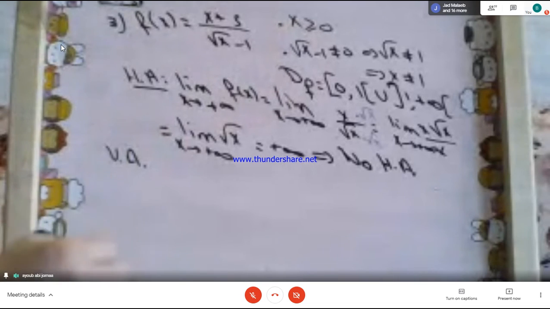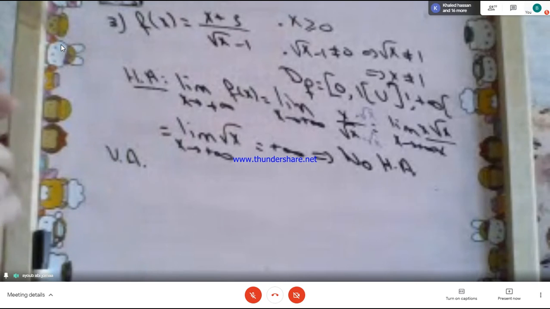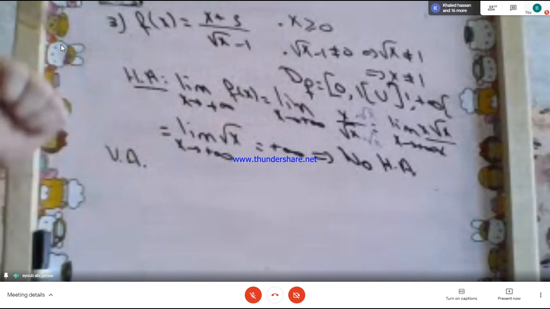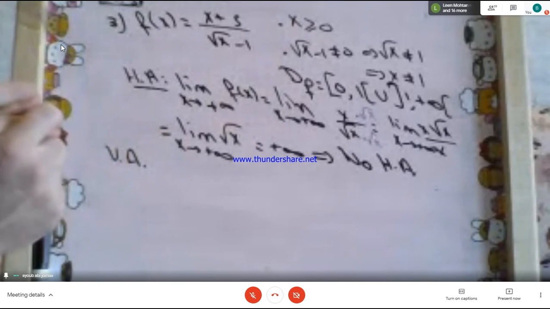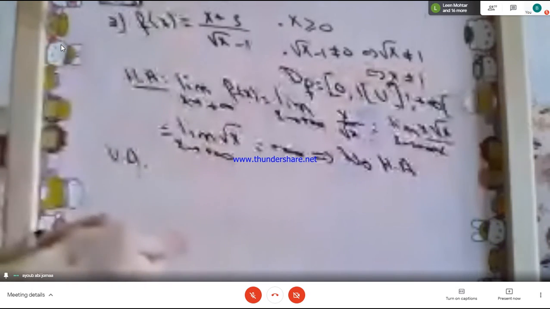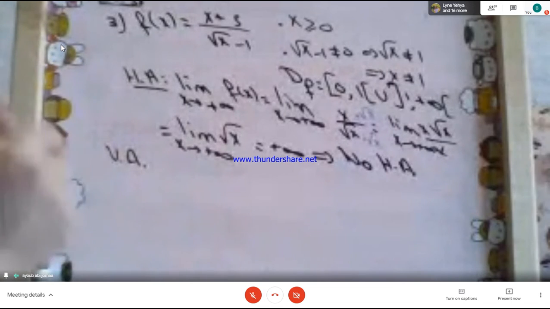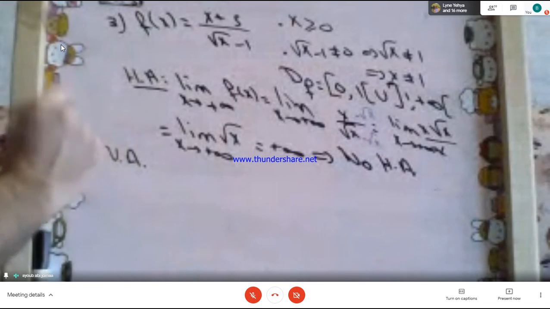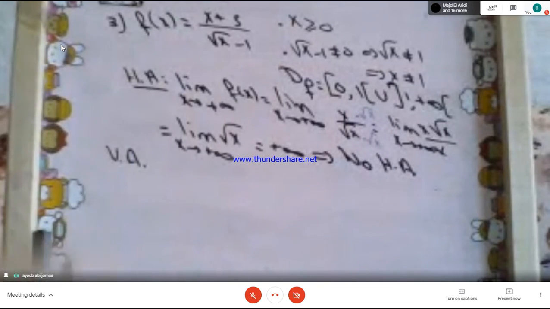In every exercise on functions, you have one of two things. Either you will be given the domain, meaning it says let f be the function defined on such and such, or if you are not given the domain, the first part will be find the domain of the function.